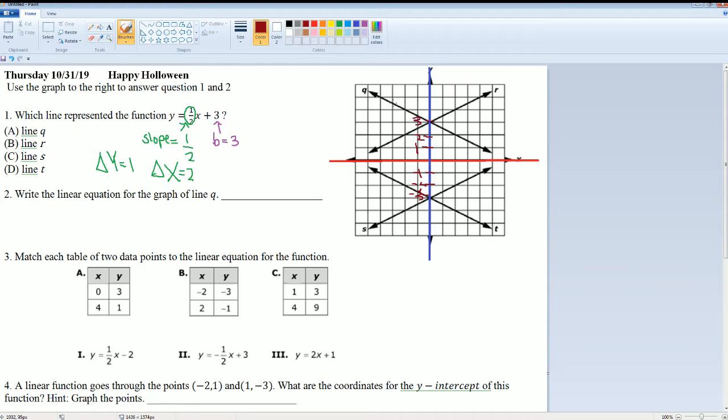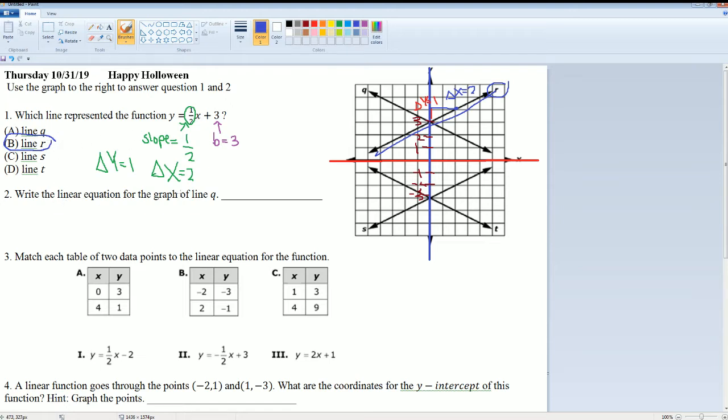So it's either Q or R. Which one has a delta y of 1? So we go up how much? 1. So this is your delta y of 1. Then we go to the right, which is delta x by 2. 1, 2. So your delta x is equal to 2. So we know this is line R. So we would say line R would be our answer.